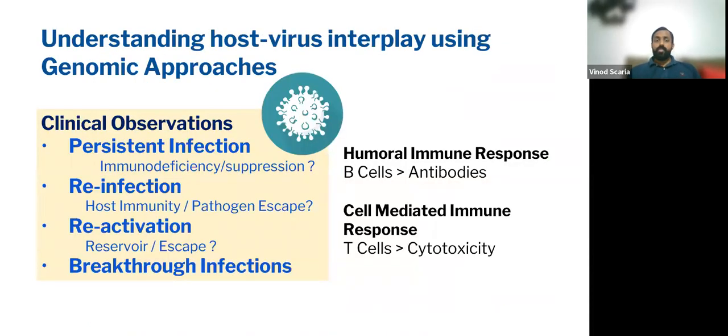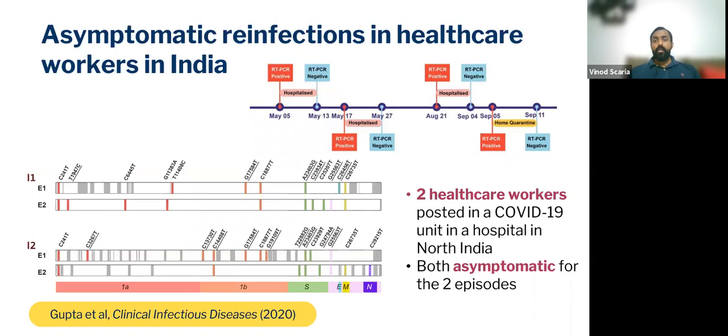Now, genomics can also be used to understand basic biology and the genetic underpinnings of very curious clinical observations, like, for example, persistent infections, reinfections, reactivations, and of course, more recently with the vaccines, breakthrough infections. I'll give a few examples of how genomics could be used to understand and differentiate such basic clinical observations. The first of these cases came from a hospital very close by in Noida called the Government Institute of Medical Sciences, which had a very systematic program for genomic surveillance of SARS-CoV-2.